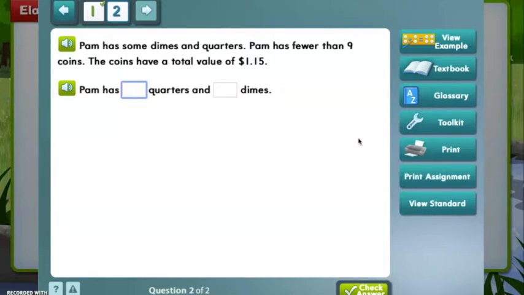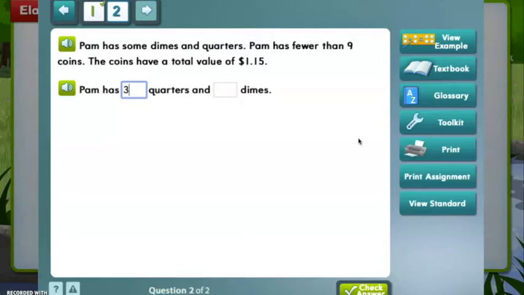So what I think we're going to do is we should use 3 quarters, because if we used 4 quarters, then we would have $1, but then to get that 15 cents, we would need a dime, and we would also need a nickel, and we can't use any nickels. So we're going to start with 3 quarters, because that's 75 cents. And from there, we're going to count on by tens and figure out how many dimes we need to get $1.15.